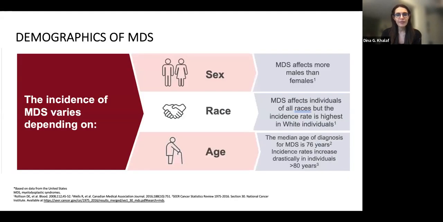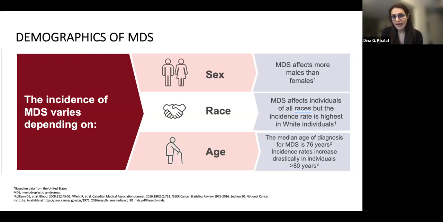So demographics. MDS affects more males than females. And regarding race, it affects all races, but it's highest in white individuals. And here I'm not sure, maybe there are some confounders. Sometimes women are actually anemic because of their menstrual cycles. So is anemia more detected in males, and hence it's more investigated or not? Also, MDS can affect all races, so is it underreported in other races? Because in the West we have better access to healthcare and enrollment in the databases.